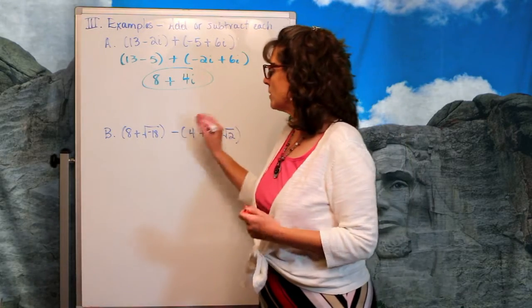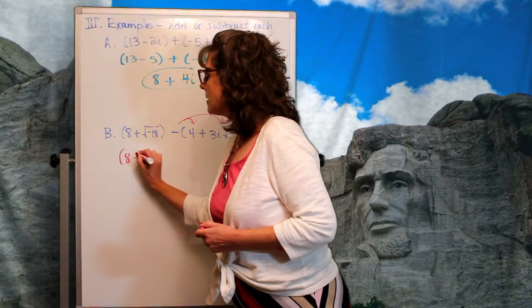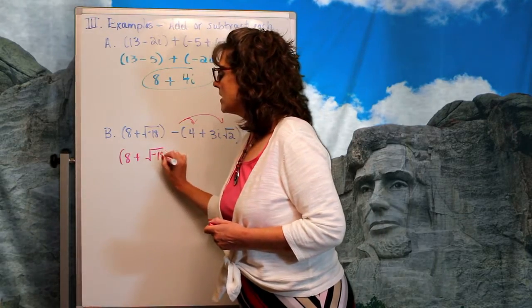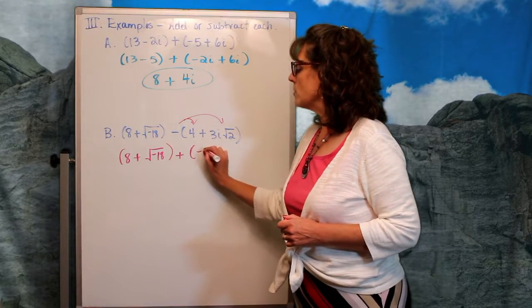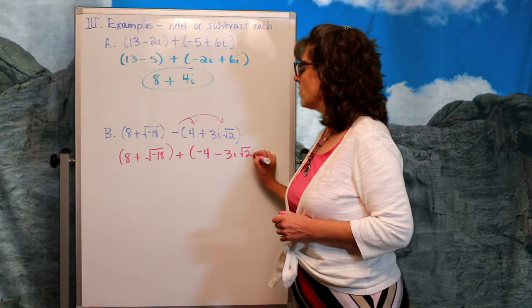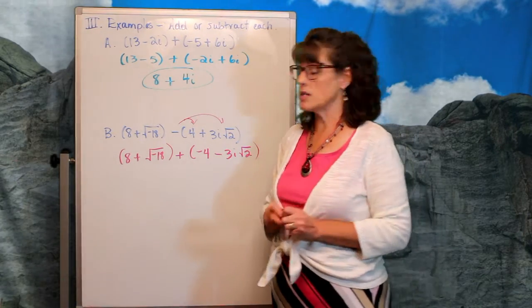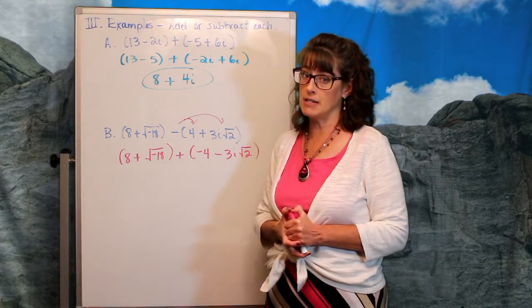So therefore, what I'm going to do is distribute that parentheses, and I'm going to take my 8 plus my square root of a negative 18. Whoa, I got to take care of that as well. So I'm going to distribute the negative through, giving me a negative 4 minus a 3i square root of 2. And I'm going to attempt to put the real parts together and the imaginary parts together, but I'm looking at this and I'm going to wait just a minute.